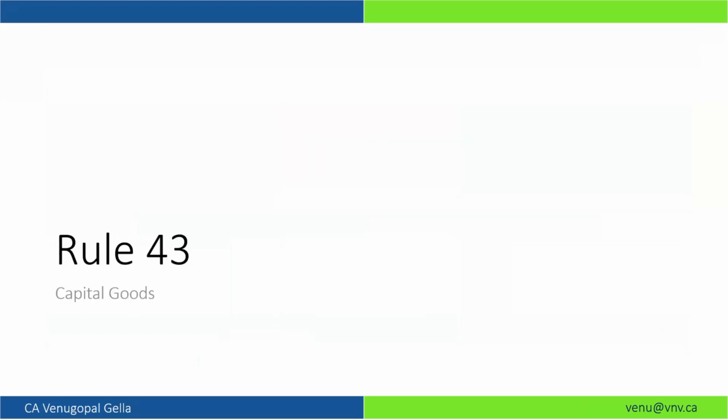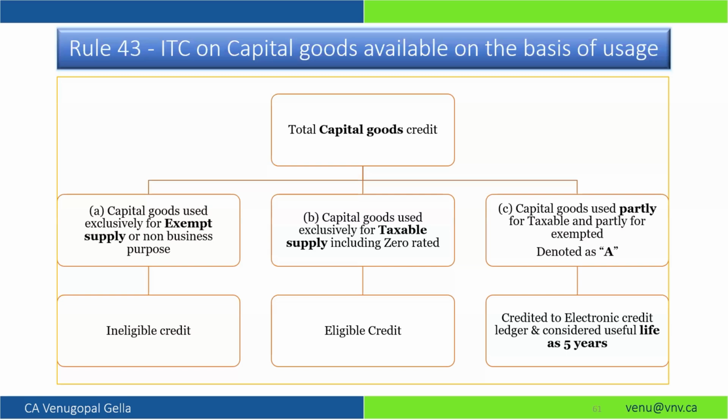Similarly, Rule 43 relates to capital goods. In capital goods, there is a little different mechanism for calculating your ITC reversal. Over here, your ITC reversal depends upon the life of the asset, which the GST law has fixed at 5 years. So what you will do is divide your ITC availed on capital goods by 5 years.